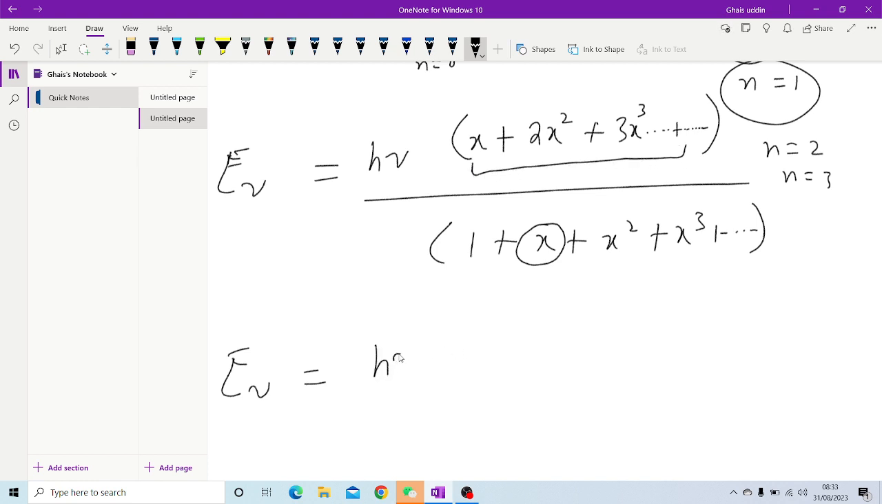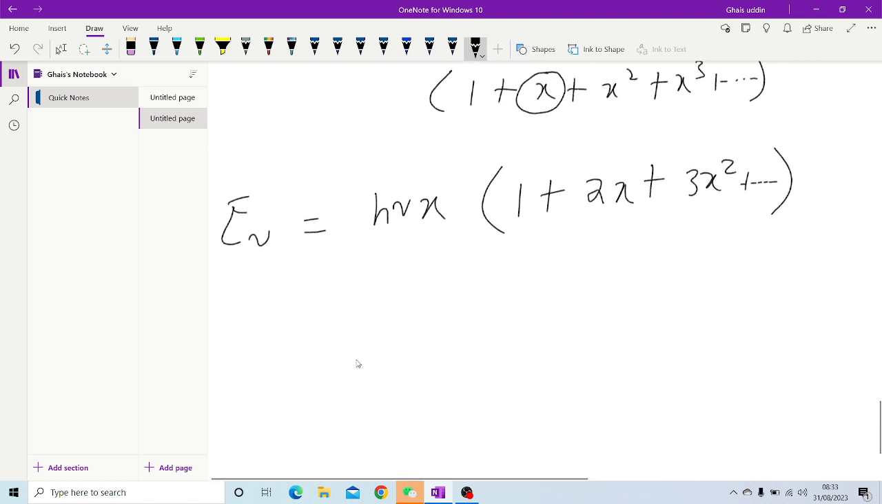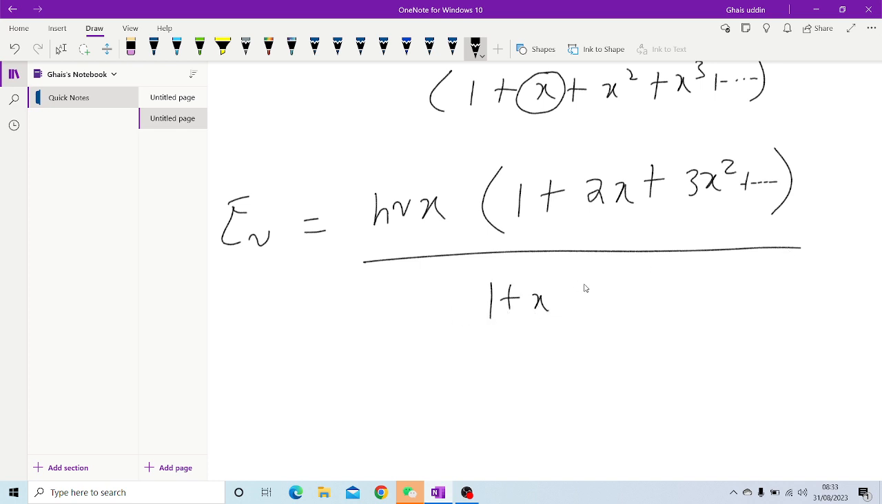So h nu, if x is taken out from this, so this x comes here, so I can write this is 1 plus, so x from here, this will become 2x plus this will become 3x square. So x is taken common from all of this and plus this. So this is divided by 1 plus x square plus x cube.